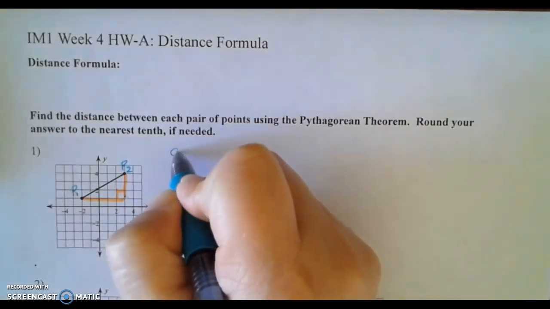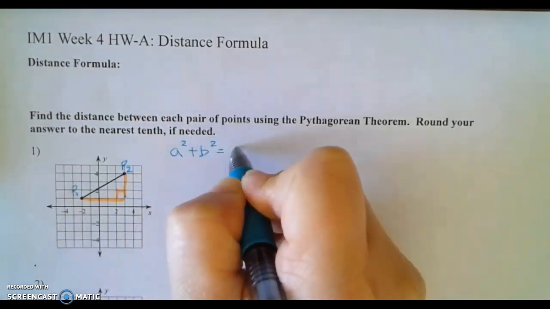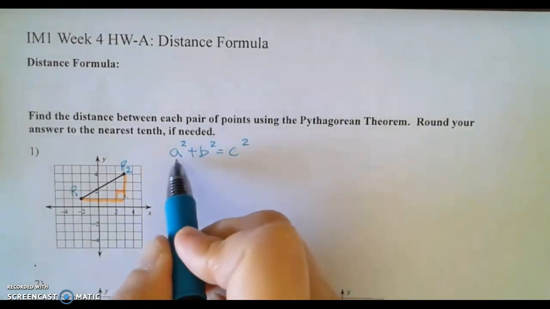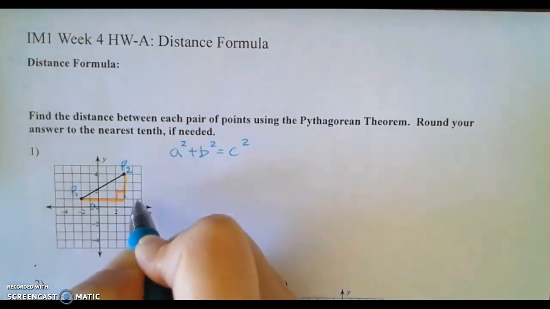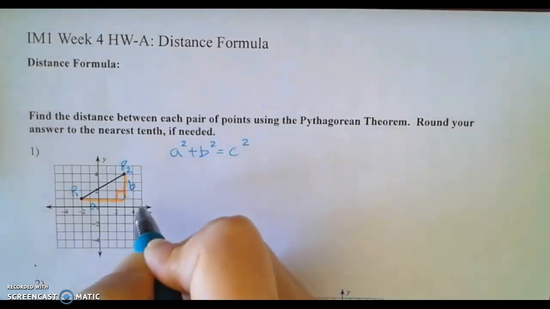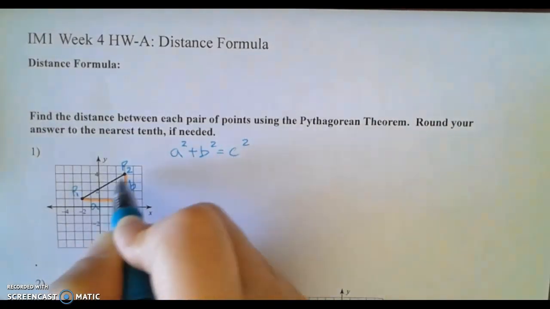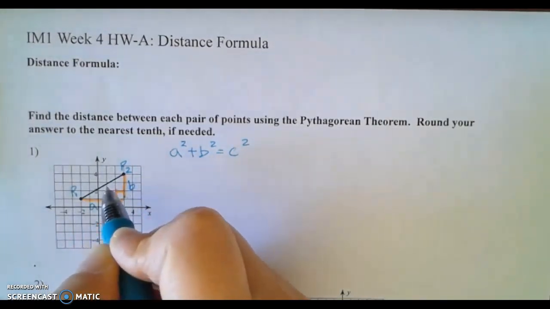It says that a squared plus b squared is equal to c squared, where a is one of the side lengths, that's called the base, the a, and b is the other leg of the right angle triangle, so this could be called b, and then c is always the hypotenuse, which happens to be what we are looking for.